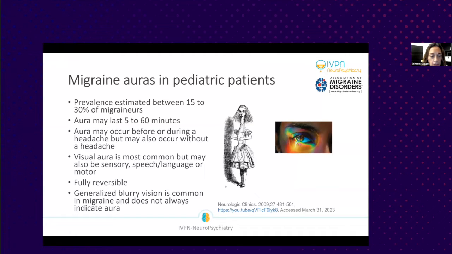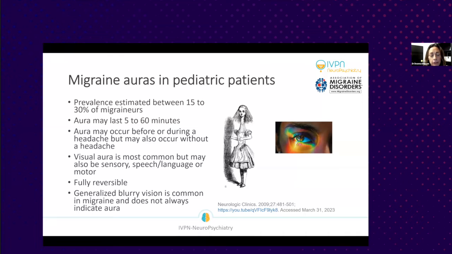their extremities, even involving perhaps a cheek, their tongue, speech, language, or even motor deficits. But with auras that are migraine related, we know that they're fully reversible. When the headache attack has resolved, the aura should have resolved as well.